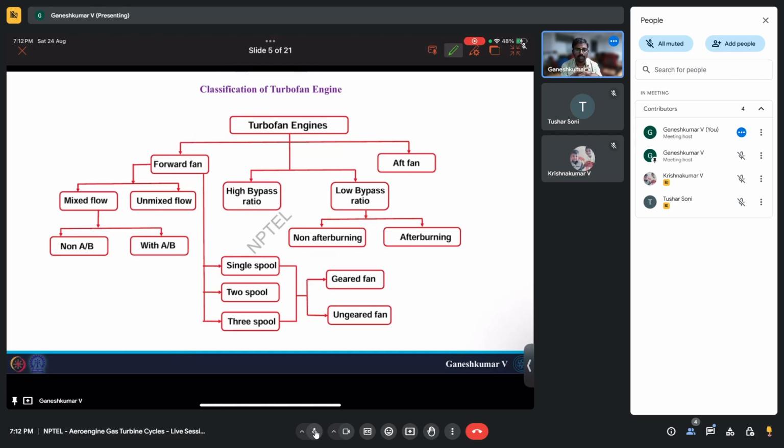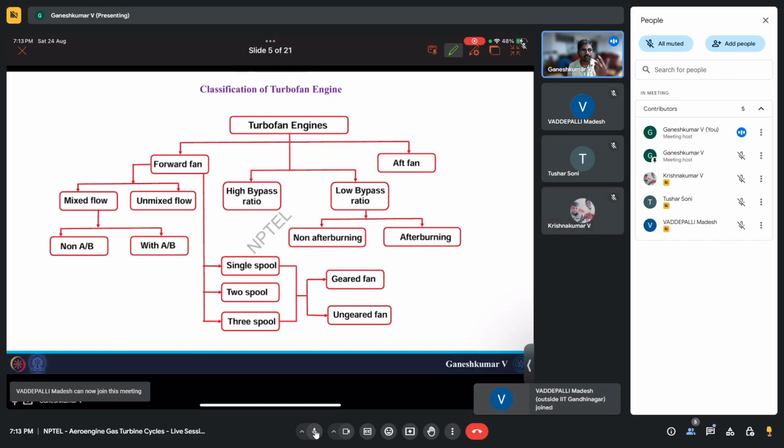All these single spool, two spool and three spool configurations have their own classification. For example, when you say two spool, should a spool connect the low pressure compressor to the low pressure turbine? Or should the low pressure turbine only be connected to the fan? All these combinations will come into the picture. On top of this you can also have a geared combination. So that's the whole classification of turbofan engines. Different things were added in order to achieve something. You just need to understand why we need to add such a component, what it is going to give us, and how useful that is to us.